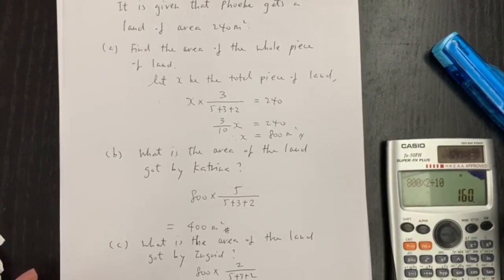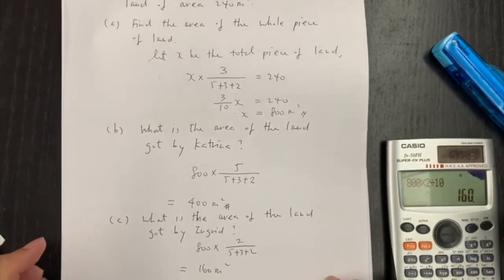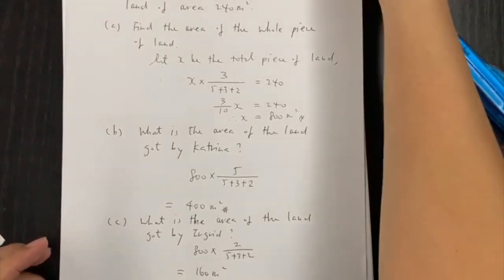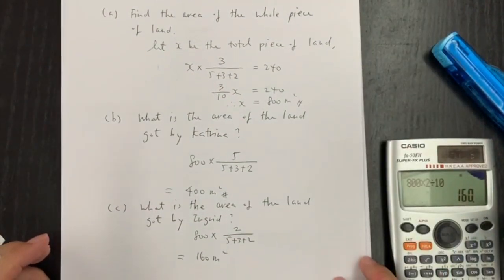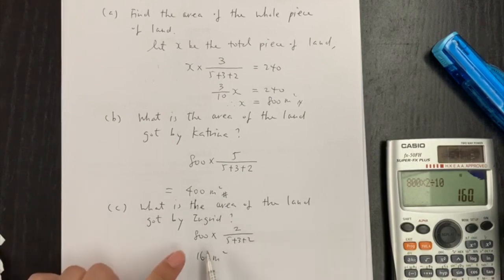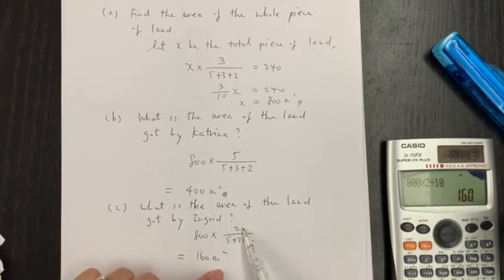Okay, and how about Ingrid? So this is 2C. Alright, so the calculation similarly will be this. So 800 is the total piece of land that we calculated in 2A, and this is how we split the ratio. So 2 is the share for Ingrid, and this is the total. So after using a calculator, you get 160 m squared.